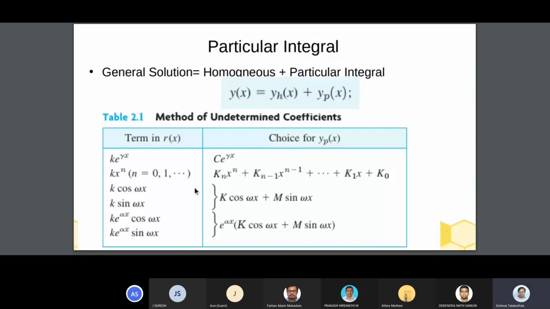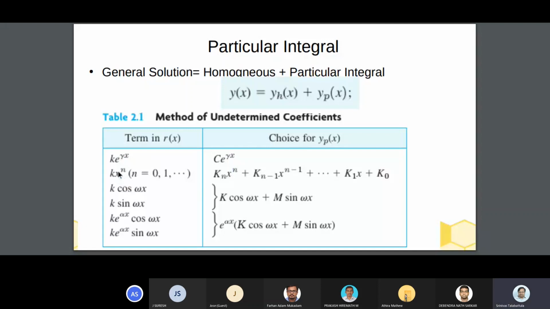If the right hand side has k into e power gamma x, you try out c into e power gamma x. You can easily find out that it satisfies, and find out what is the c for different values of gamma and all those things. Now, if the right hand side is a polynomial, a specific case of polynomial is x power n. If the right hand side is x power n, what do you try?